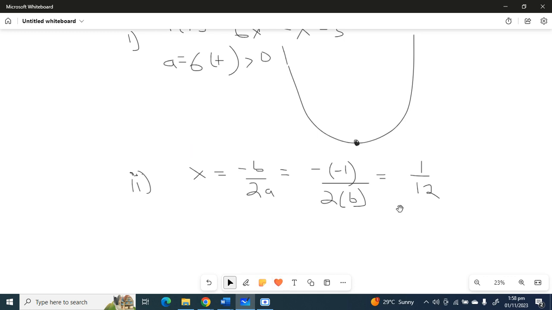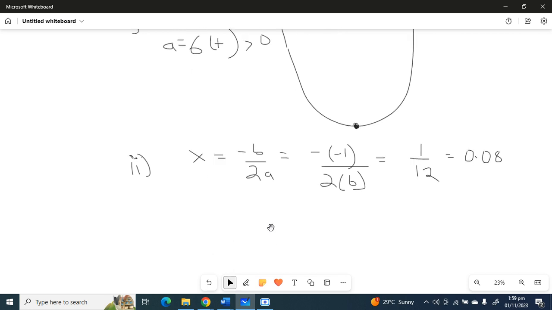All right, if we want, let's change it into a decimal, to two decimal places. So 1 divided by 12 is 0.08. Okay, that's our x coordinate, 0.08 or 1 over 12. Then we need to find our y coordinate.